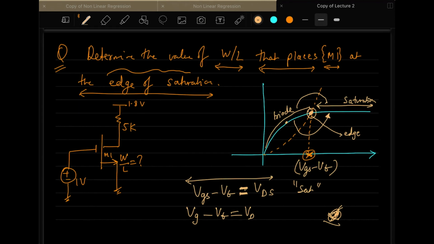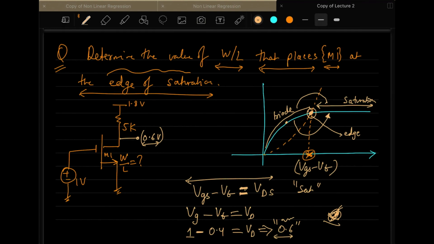So if that is the case, your Vg is how much? Your Vg is 1 volt. What is your Vt? Vt is 0.4 volts. And what is the value of Vd now? Its value is 0.6 volts. This is the value of Vd, which is 0.6 volts. So if this value comes out to be 0.6 volts, that means you are at the edge of the saturation.